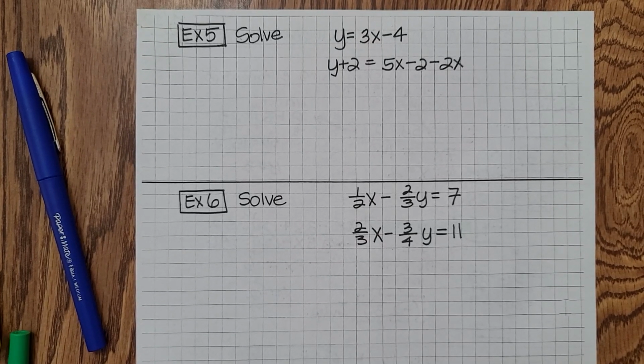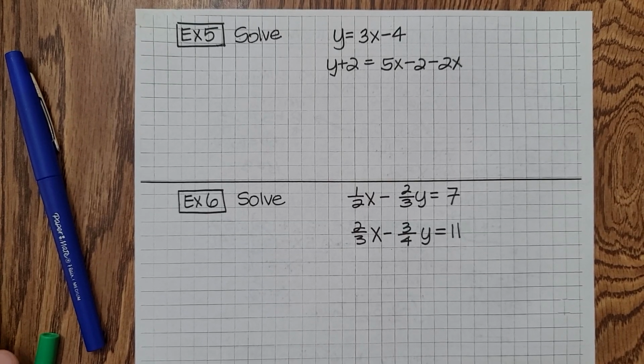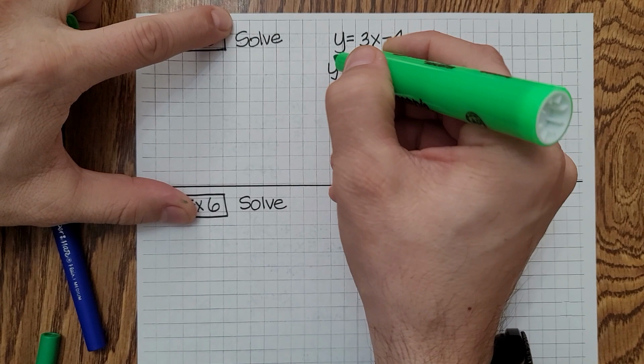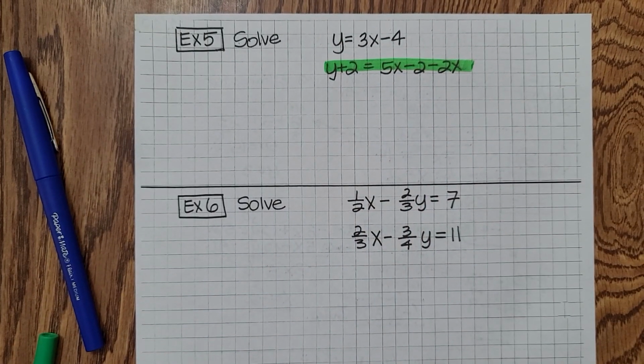This needs to be cleaned up a little bit. Here's what we want to solve: y equals 3x minus 4. And then we have this guy here. I don't know where he came out of the blue. Let's try a rewrite on him.